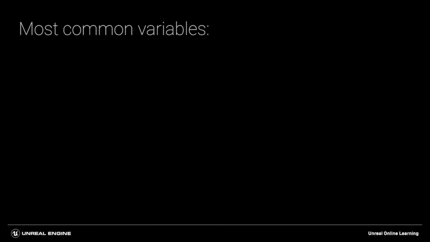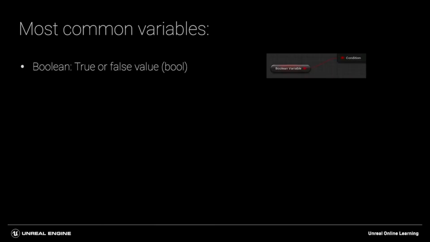But before going into the editor, we will have a look at the most common variables. First, we have the boolean, which is almost always colored red, which will make it easy for you to spot. A boolean can only have two values, either it's true or it's false. An example would be a variable called can sprint. It could be true or it could be false. You can either sprint or you can't.